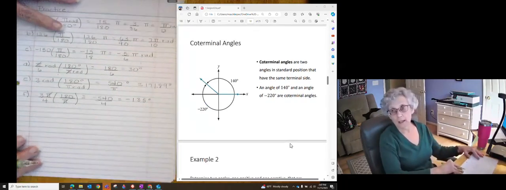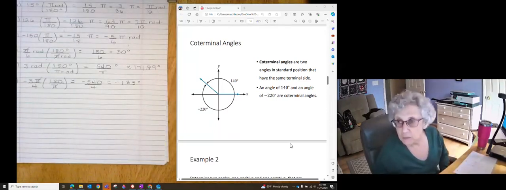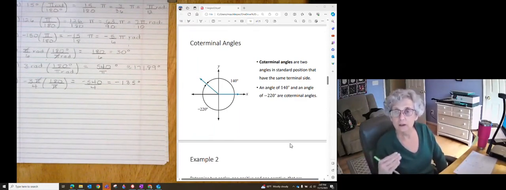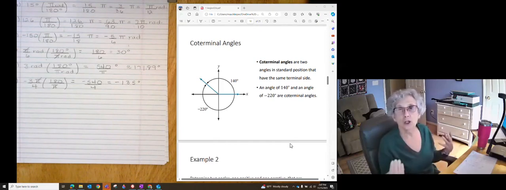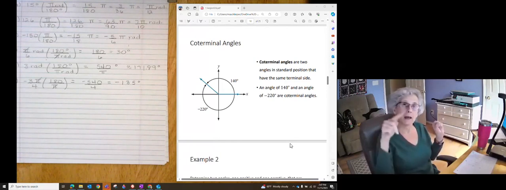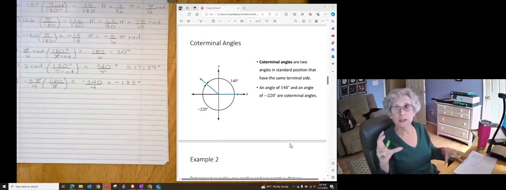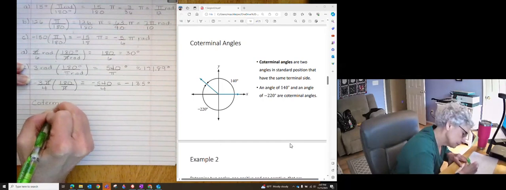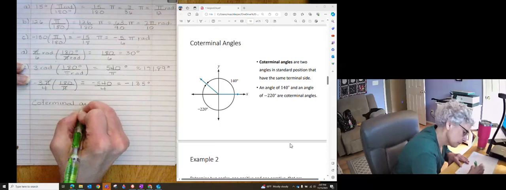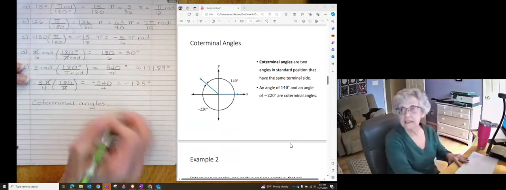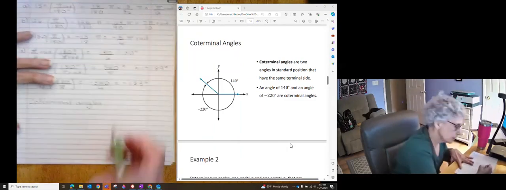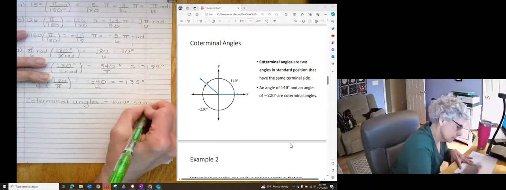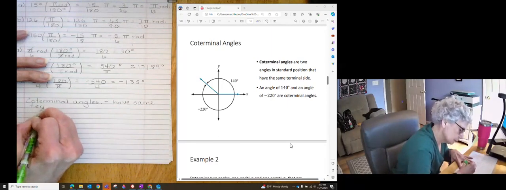Coterminal angles are angles that have the same terminal side. An angle of 140 degrees and an angle of negative 220 degrees are coterminal angles. That's the thing about angles. There are lots of different ways to get there. So coterminal angles, in standard position, they have the same terminal side. They end at the same place.